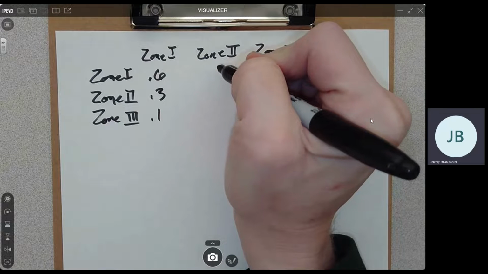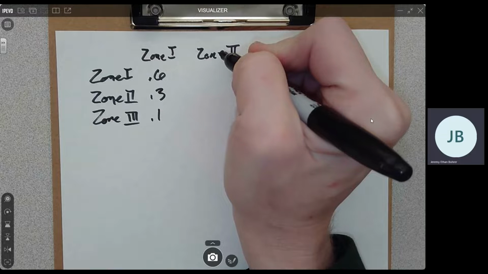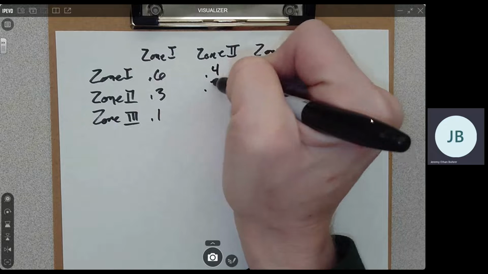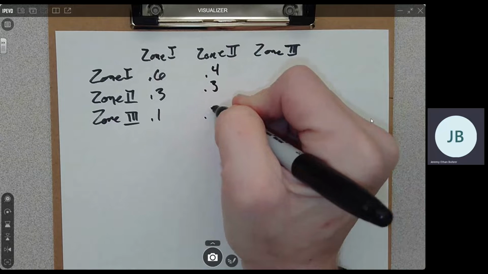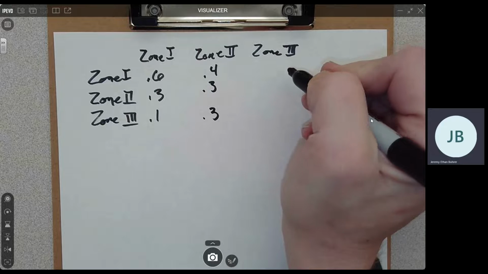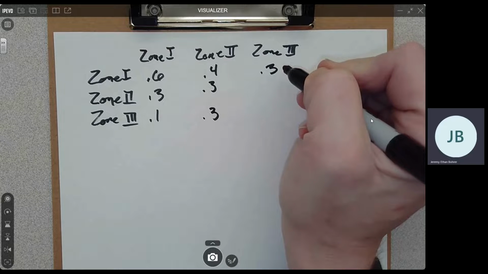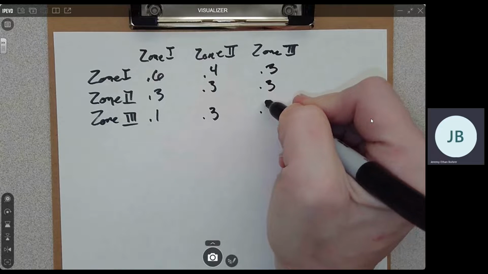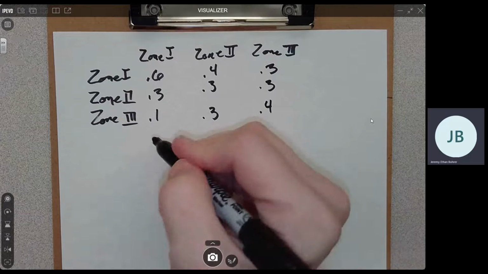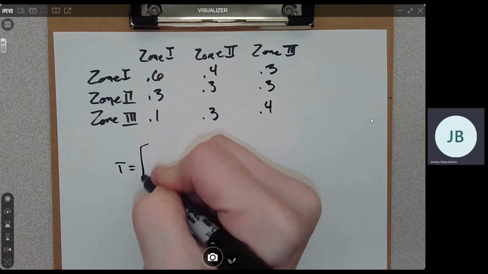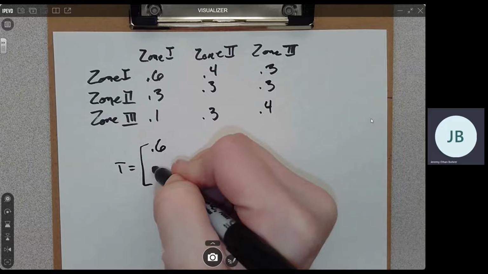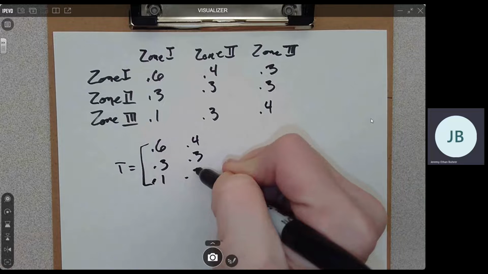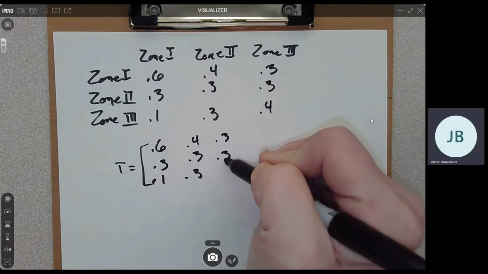40% of the passengers picked up in Zone 2 are discharged in Zone 1, 30% in Zone 2 and 30% in Zone 3. And of those picked up in Zone 3, 30% are discharged in Zone 1, 30% in Zone 2, and 40% in Zone 3. So this very quickly becomes our transition matrix. T equals 0.6, 0.3, 0.1, 0.4, 0.3, 0.3, 0.3, 0.3, 0.4.